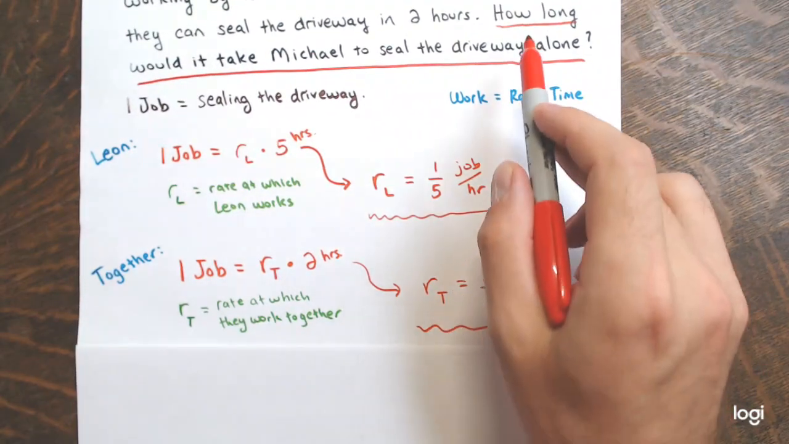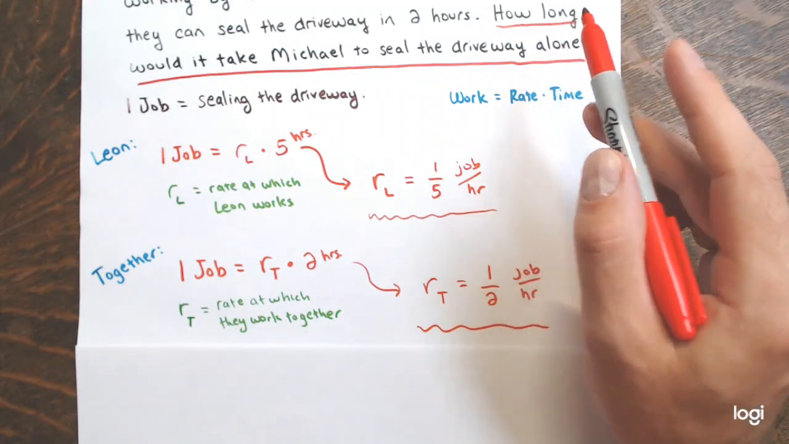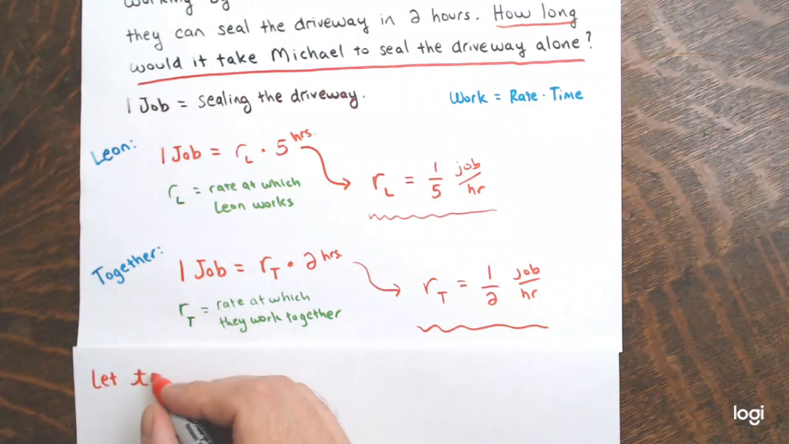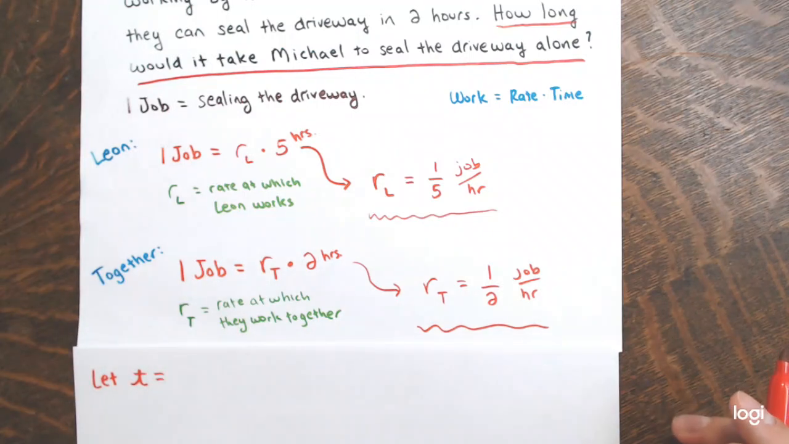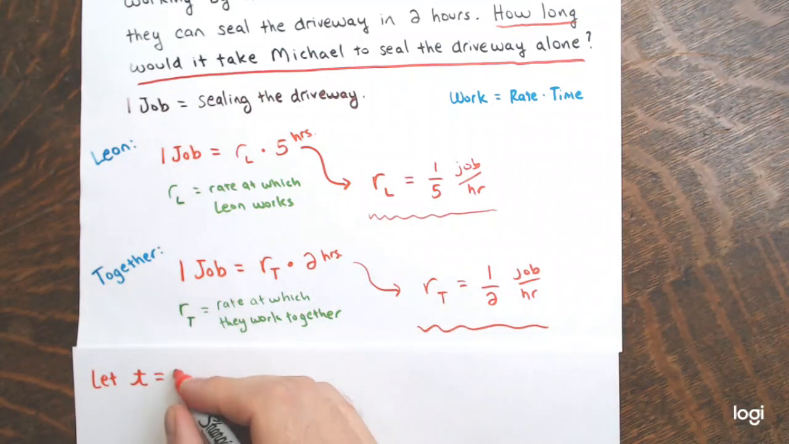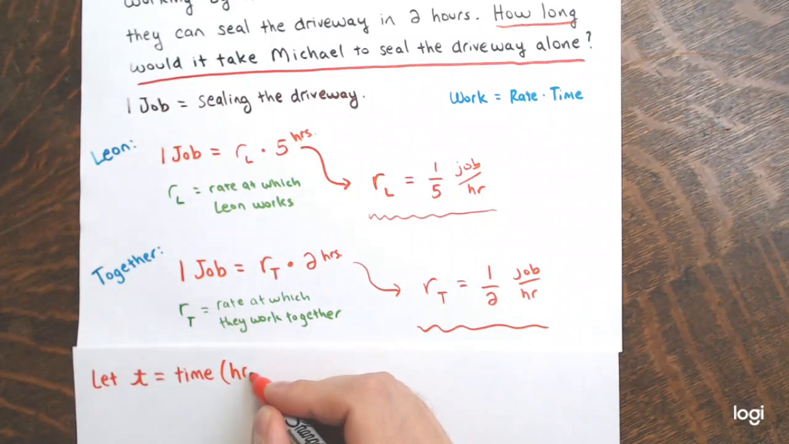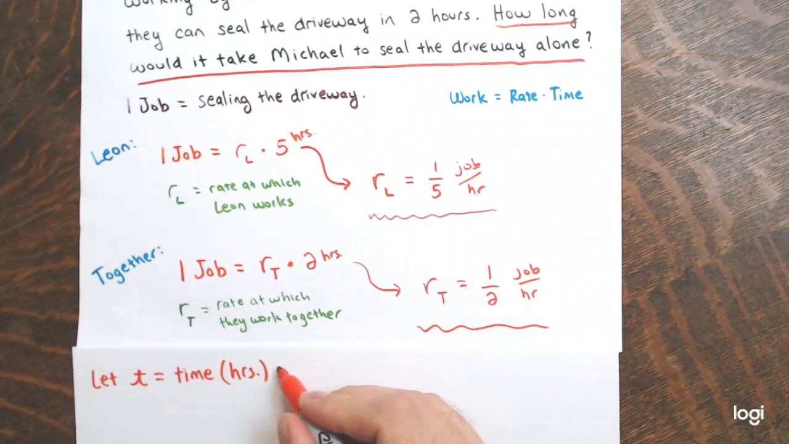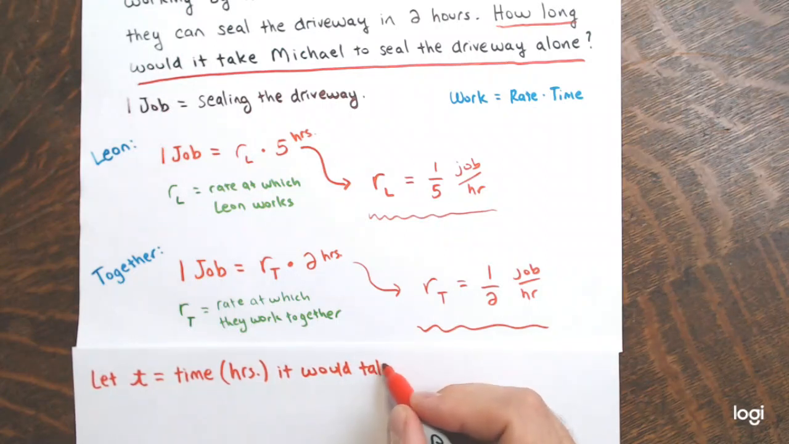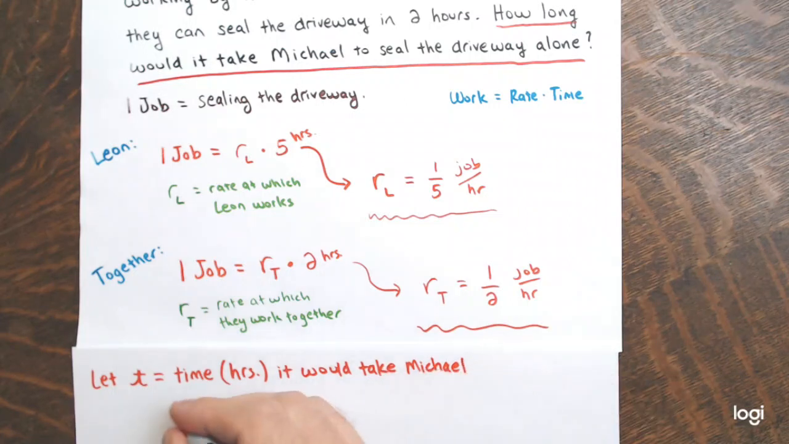So this is a question of how long. So that'll be a time. So just like the last example, I'm going to say let's let lowercase t represent the time it would take just Michael to seal the driveway. And every other time is in hours, so this is the time in hours it would take Michael, just Michael alone, to seal the driveway.